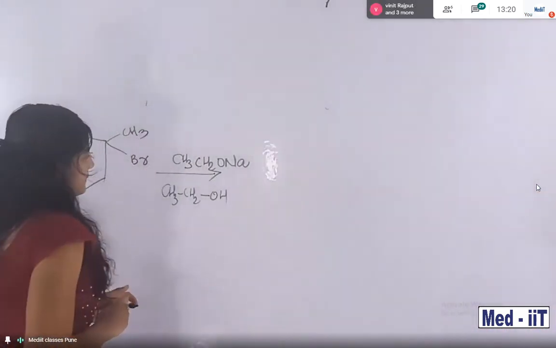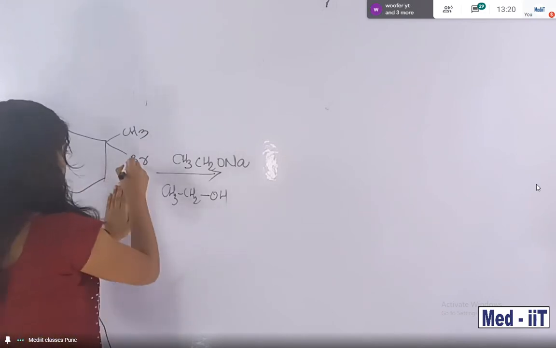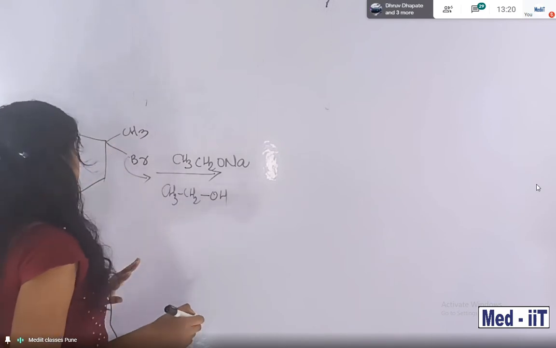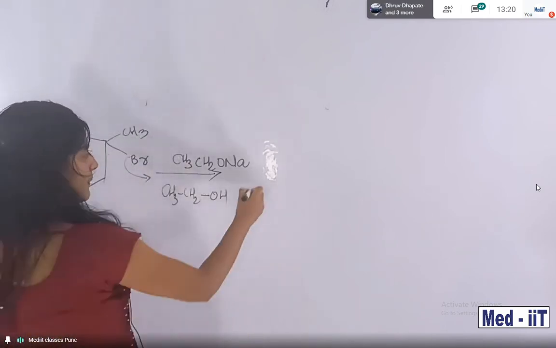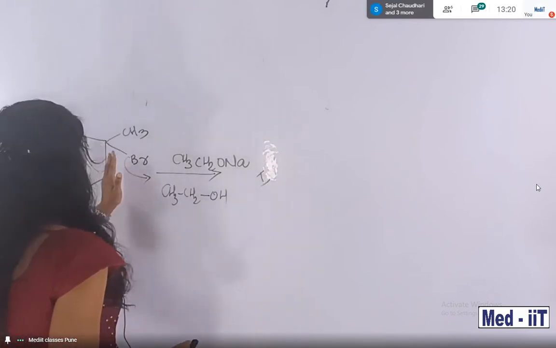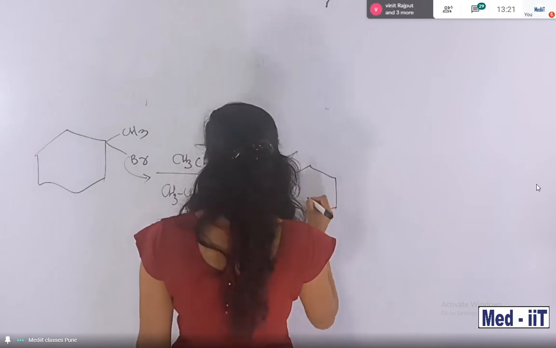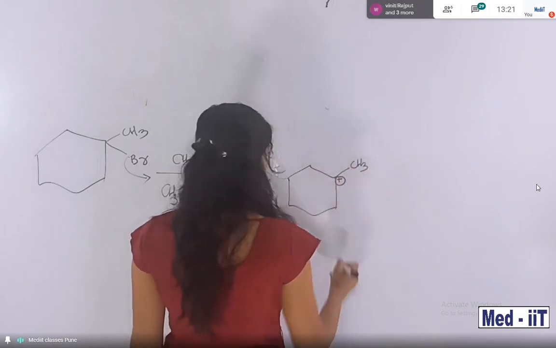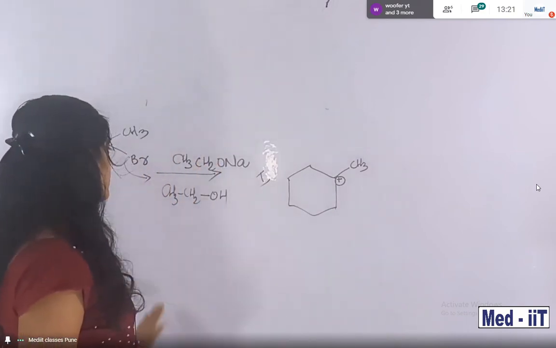Look here. Definitely you know that Br becomes eliminated. So after the first step, what happened? Br is eliminated, forming a positive charge on the carbon. Why positive charge? Because bromine is eliminated. That's why.